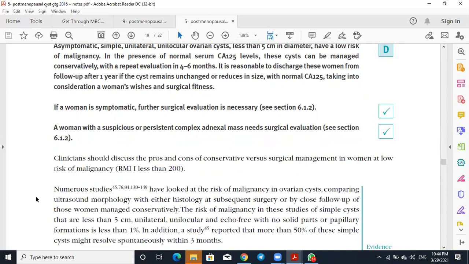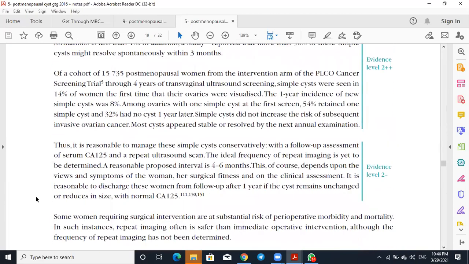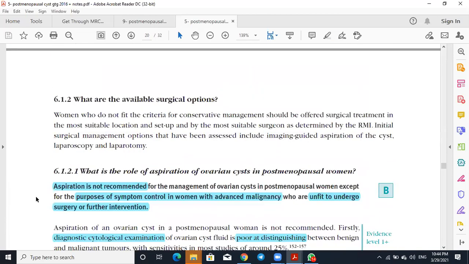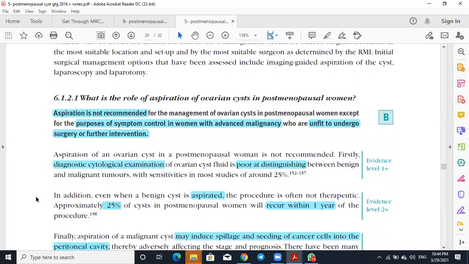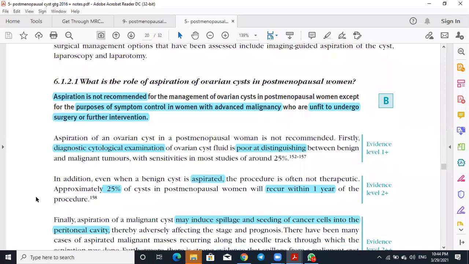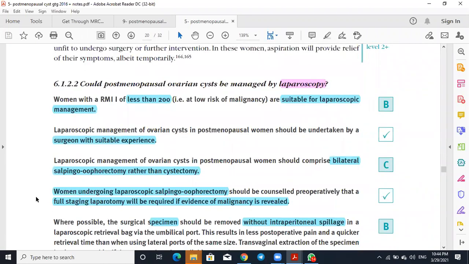A woman with a suspicious or persistent complex cyst needs surgical evaluation, and it referred us to section 6.12. Aspiration is not recommended. This is something we should know, that aspiration is not recommended. Women with RMI less than 200 are suitable for laparoscopic management. Laparoscopic management of ovarian cyst in postmenopausal women should be undertaken.